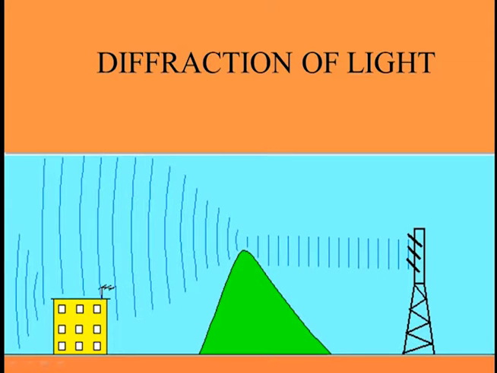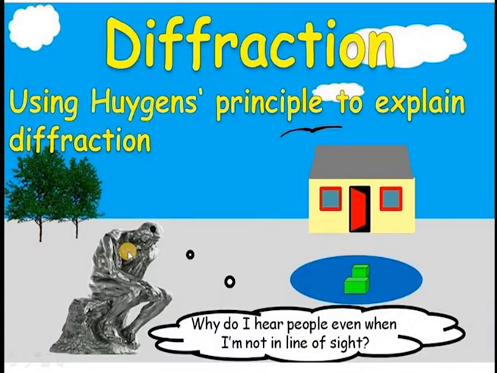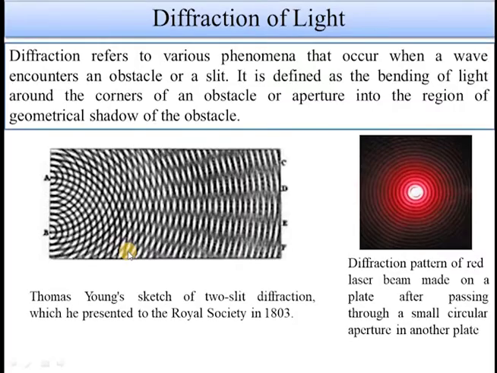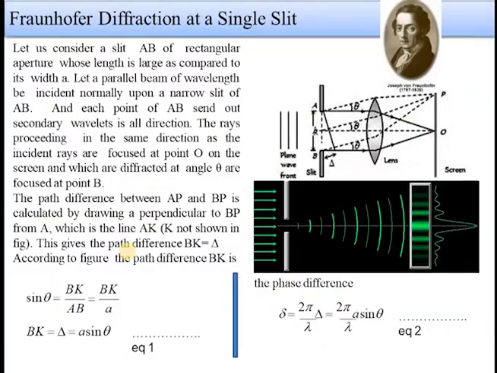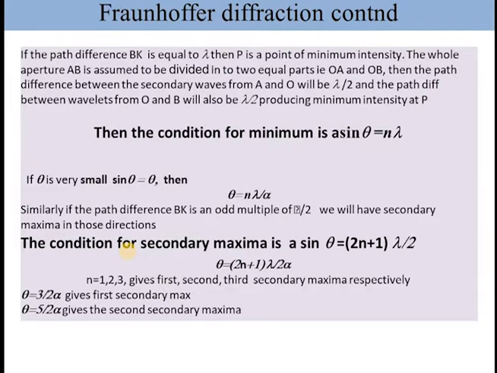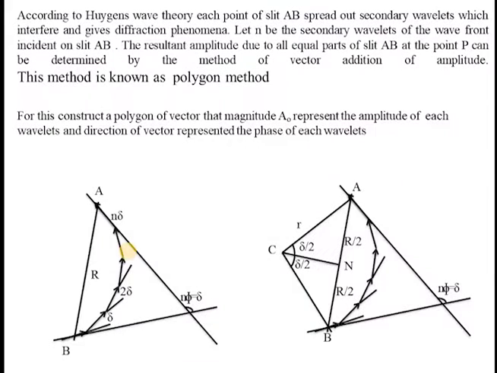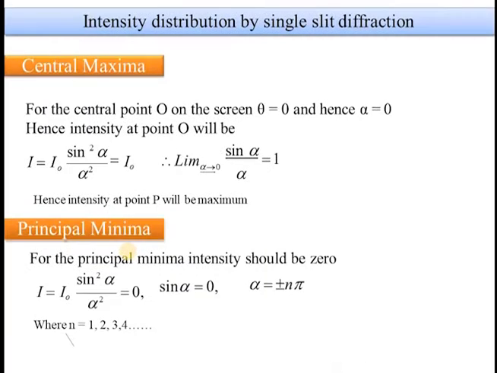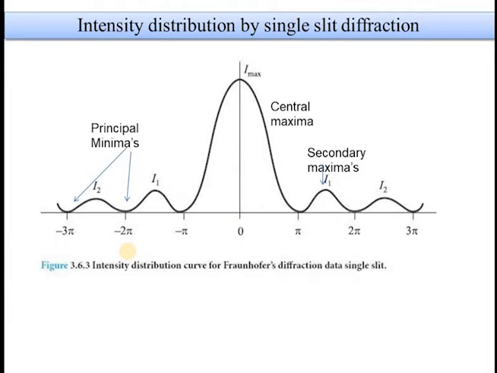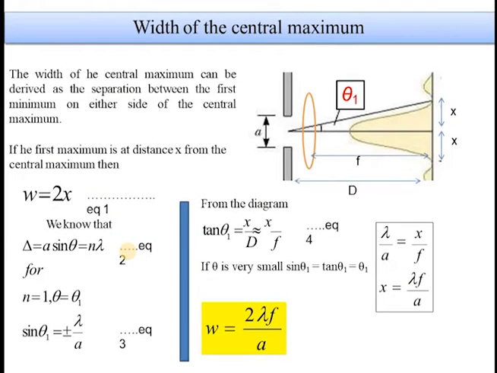Hello everybody. So we have already discussed diffraction of light and the two types of diffraction, that is Fresnel diffraction and Fraunhofer diffraction. We have discussed Fraunhofer diffraction at a single slit. We have obtained the conditions for minima and maxima, and the expression for amplitude and intensity, and we have studied the intensity distribution by a single slit diffraction. Then we discussed the width of the central maxima.